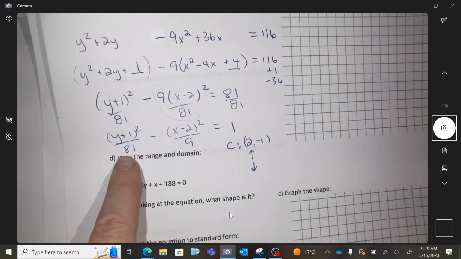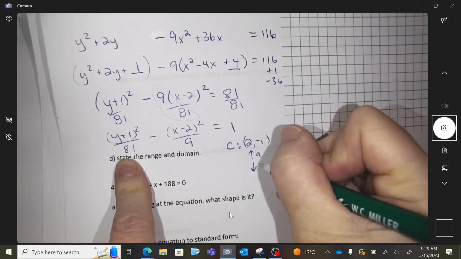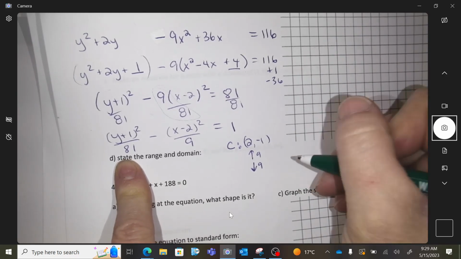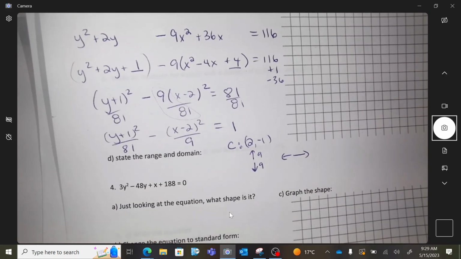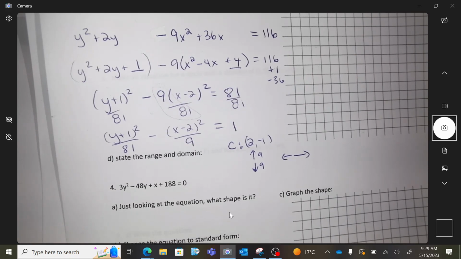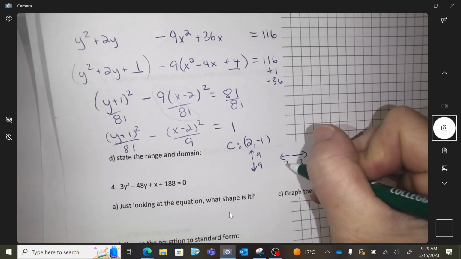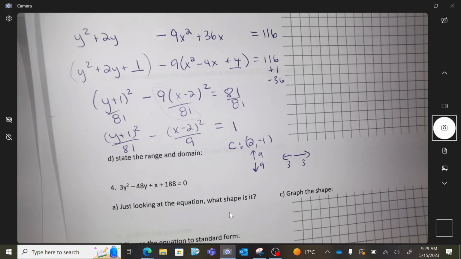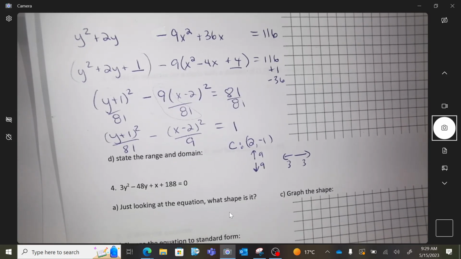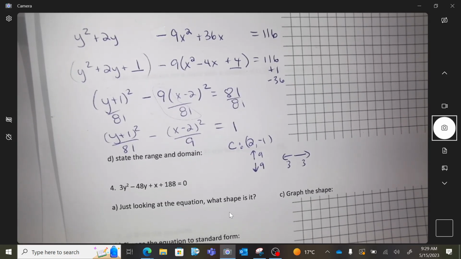81 is under the y, so that's going to be the vertical, whatever, radius is going to be 9, 9. And horizontally, this doesn't work so, oh yeah, 9. Wow, I just said the square root of 9 wasn't a nice number, but it is, yeah. Monday brain. 3 and 3. Okay, so give me a box.